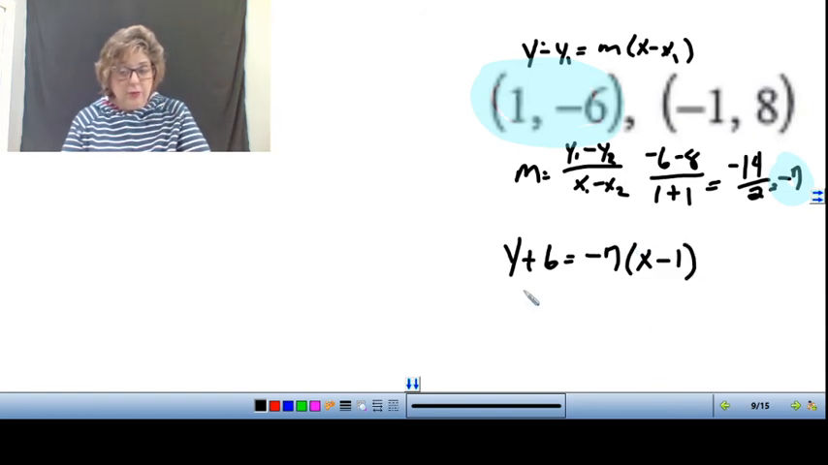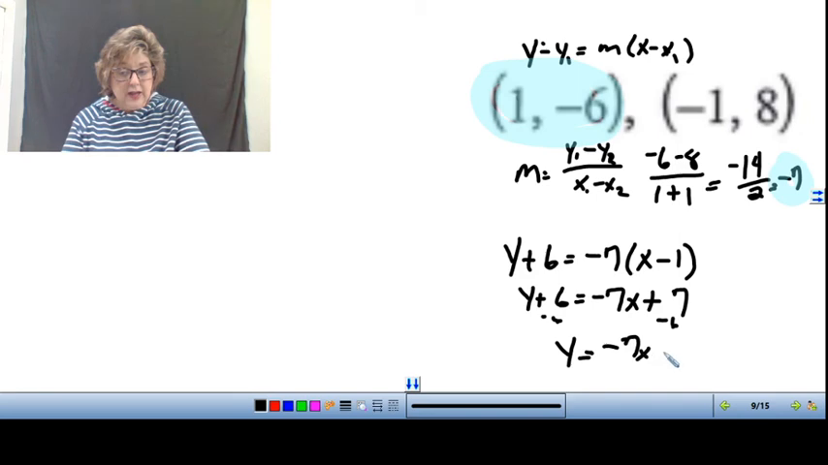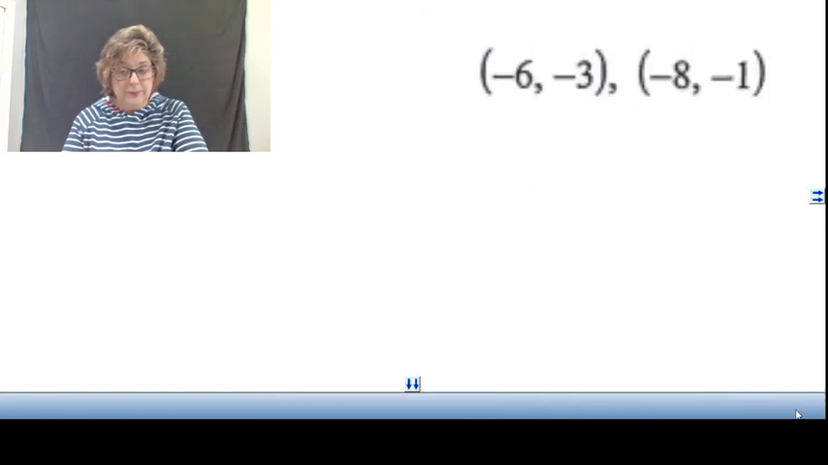One distributive property: y plus 6 equals negative 7x. Negative times a negative is plus 7. And now I'm going to subtract 6. So y equals negative 7x plus 1. And that is the equation of my line.